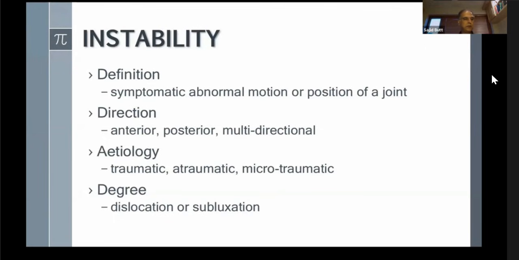It can be because of a history of trauma, in patients who have an abnormal morphology of the glenoid, atraumatic, and in patients with microtraumatic problems. You can have a subluxation of the humeral head, in which it is abnormally aligned in relation to the glenoid but is still in place, versus a complete dislocation when there is no contact between the two. And these are the examples which you will be asked about in the exam.